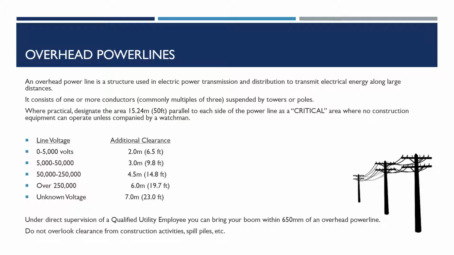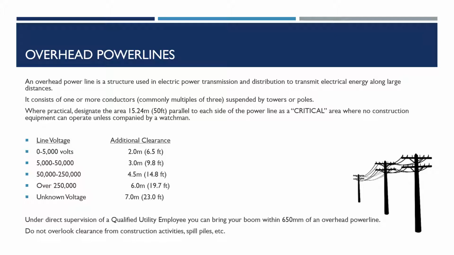Overhead power lines. An overhead power line is a structure used in electric power transmission and distribution to transmit electrical energy along large distances. It consists of one or more conductors suspended by towers or poles. Where practical, designate the area 15.24 meters or 50 feet parallel to each side of the power line as a critical area where no construction equipment can operate unless accompanied by a watchman.